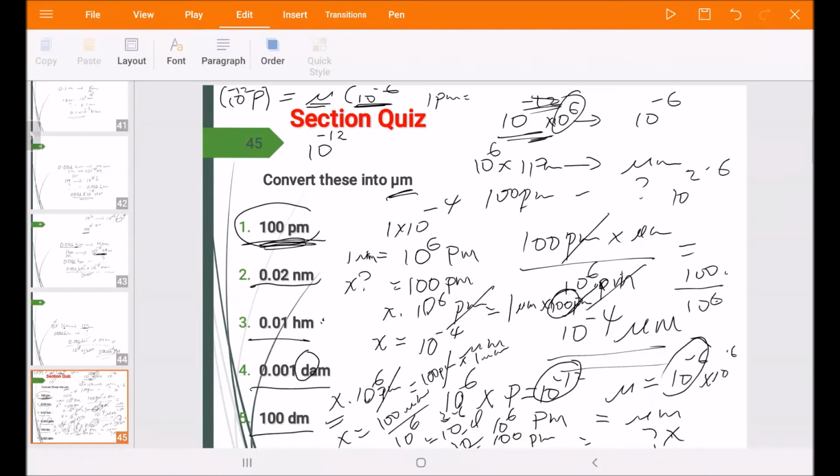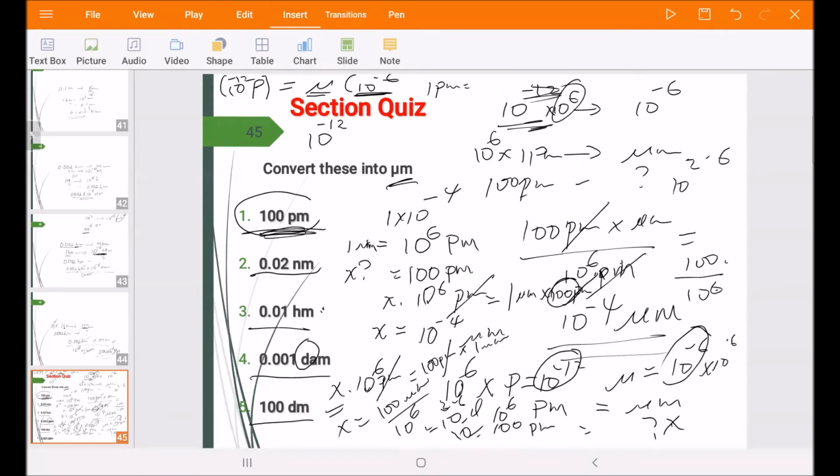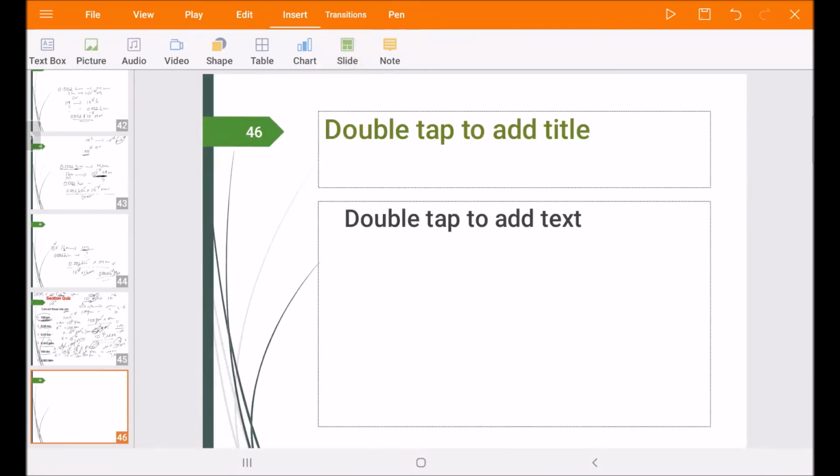2 times 10 to the power of minus 5. Is this the same? 2 times 10 to the power of minus 5. The question is 0.2, isn't it? 0.2, 0 point? 2 times 10 to the power of minus 3. Yosef, I didn't hear it.